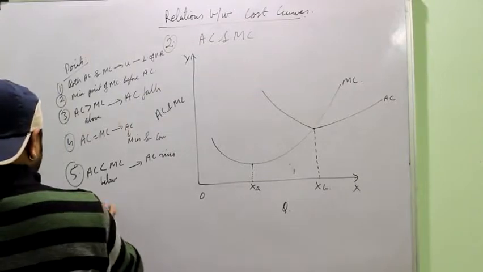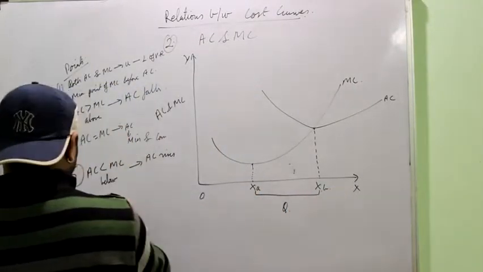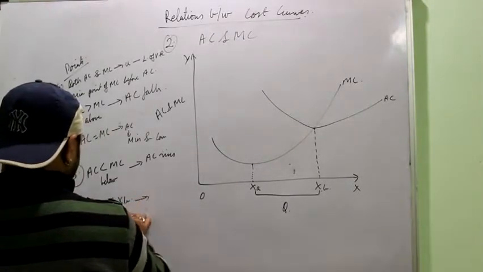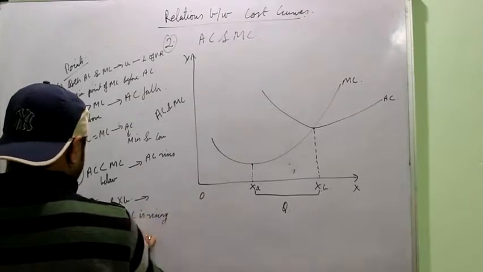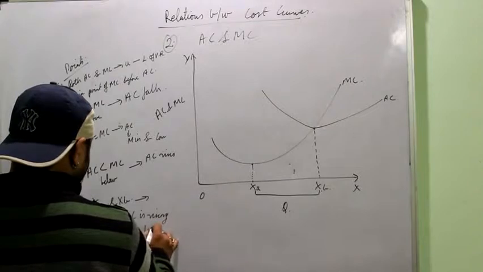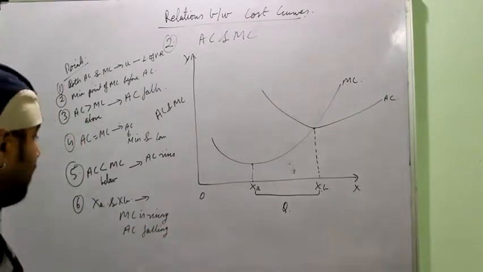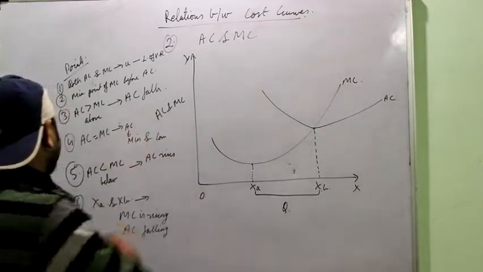Then one more thing we can observe, that between these two levels, that is between XA and XB, MC is rising but AC is still falling. It means that it is possible that MC may be rising but AC is still falling. Now these are the various important points.